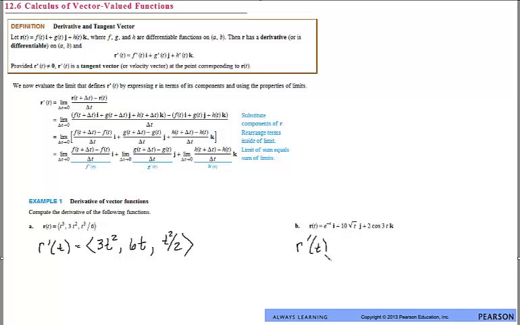R prime of t, doing the same thing again, negative e to the negative t. This is only valid where t is greater than 0, so we'll have to put that restriction on there. The derivative of 10 t to the 1/2, bring that 1/2 down, that would be a 5 over the square root t, and so it'd have to be t greater than 0, couldn't include that 0 here.